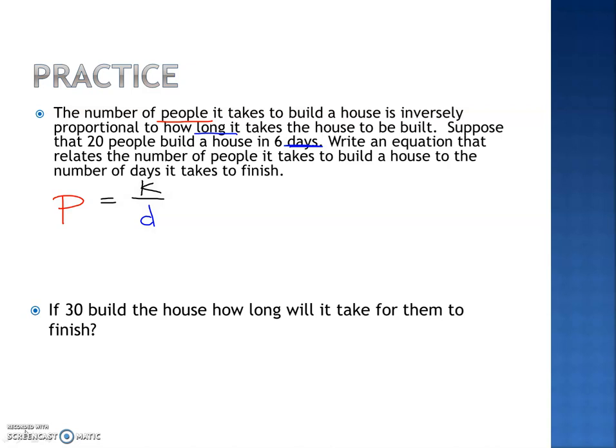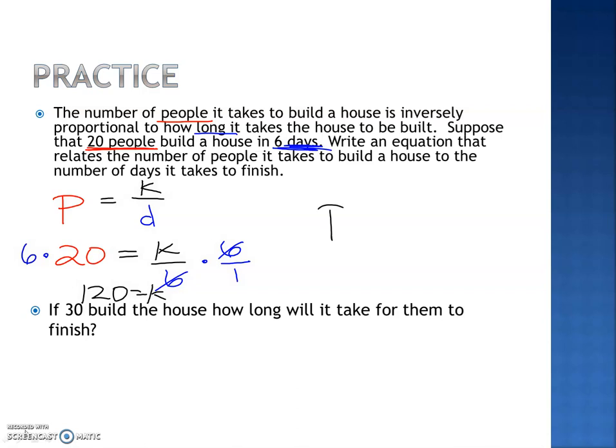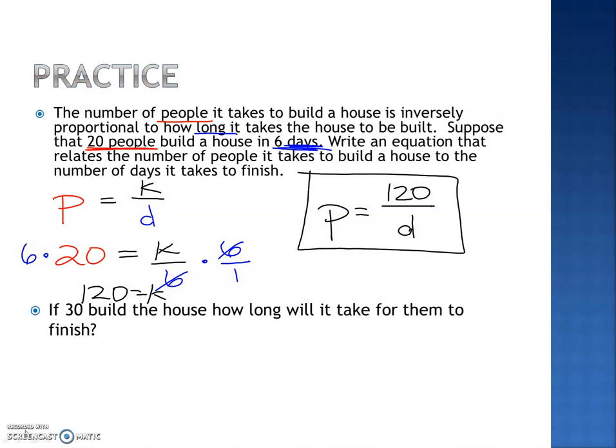So now I'm going to plug in with the information they gave me. 20 people, it's going to take them 6 days. Okay, so if I plug that in, 20 equals K divided by 6. Remember, when I'm finding the equation, I'm essentially just trying to find my K value. So I can multiply both sides by 6 to get rid of that. 6 times 20 gives me 120 for my K. Now that's not my answer, okay, but that is my K equals 120. So my equation would be P equals 120 divided by the days it takes to build. So there's your equation.